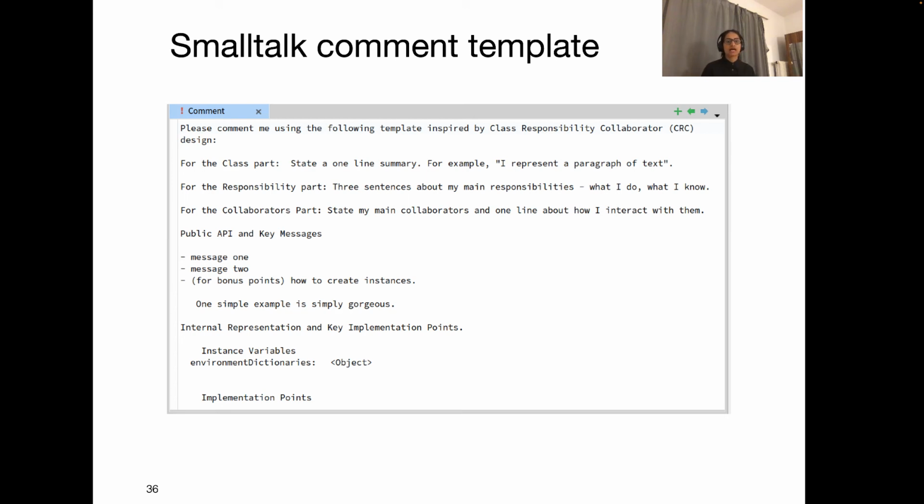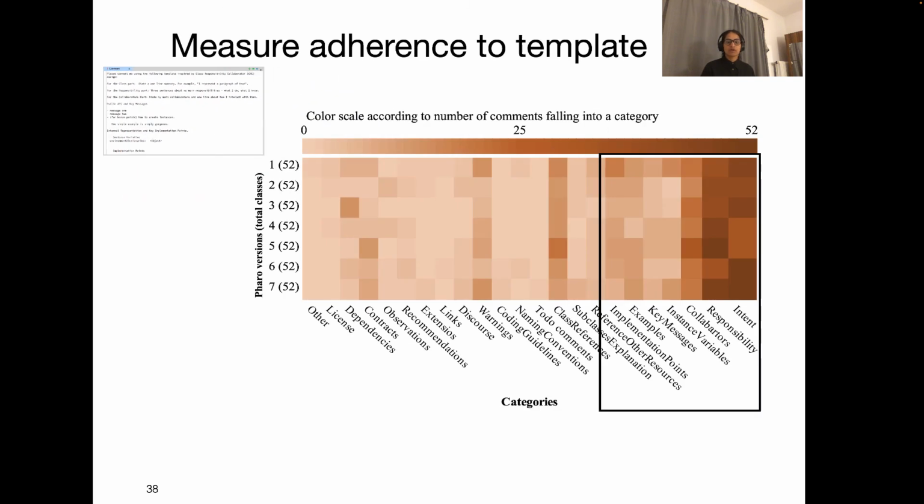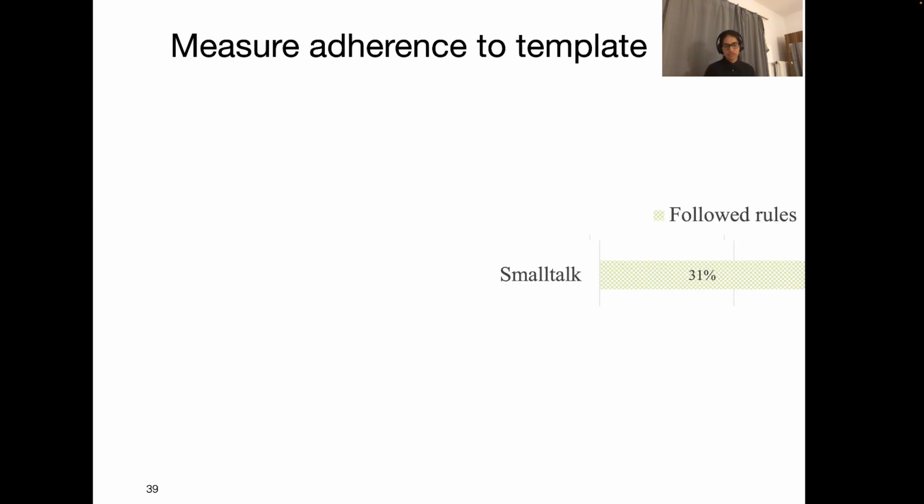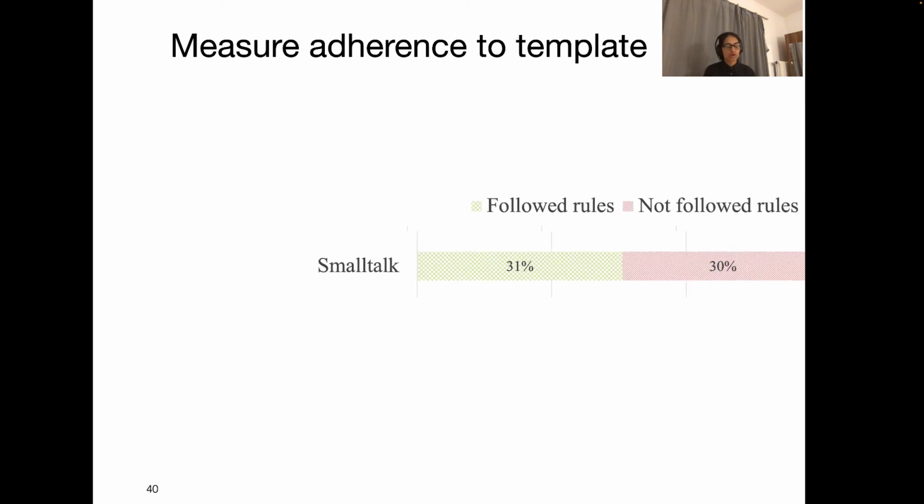And then we looked at how often developers were following or violating these rules, and we found that 31% of rules were followed. A similar amount of rules were also violated. We looked in detail at what kind of rules developers often violate, and we saw that the rules were about writing instance variables of a class. This rule was often violated.